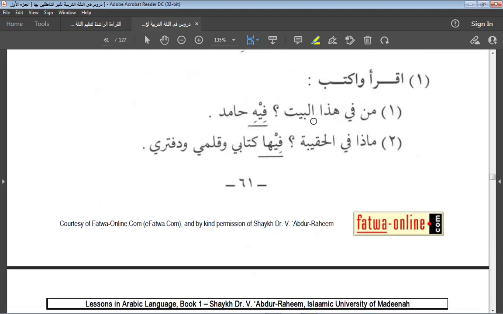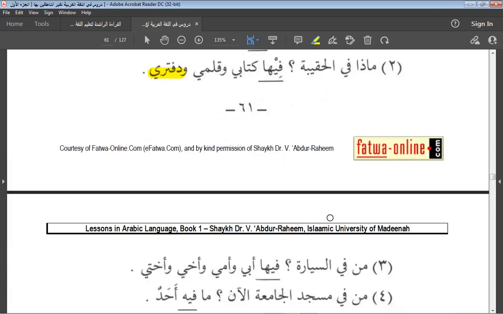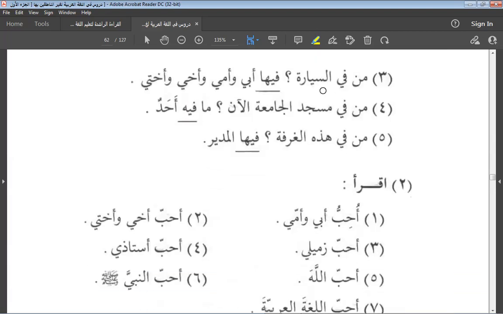We have man fi hadha al-bayti, who is in this house. Fihi hamidun, hamid is in it. Madha fil haqibati, what is in the bag? Fiha kitabi wa qalami wa daftari, in it is my book, my pen, and my notebook or exercise book. Man fi sayyara, who is in the car? Say fiha, no need to mention fi sayyara again. Fiha abi wa ummi wa akhi wa ukhti.